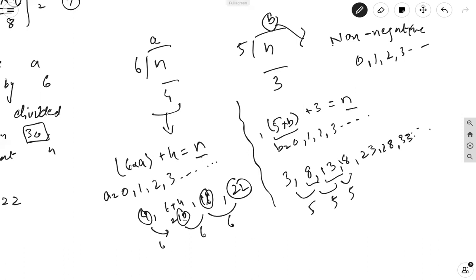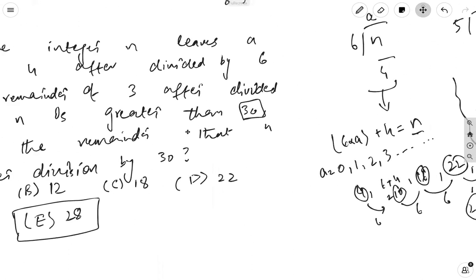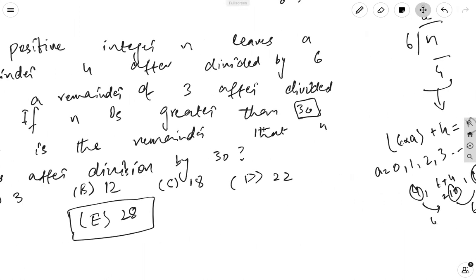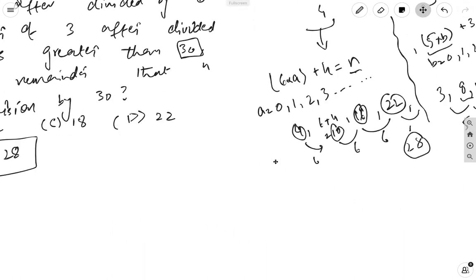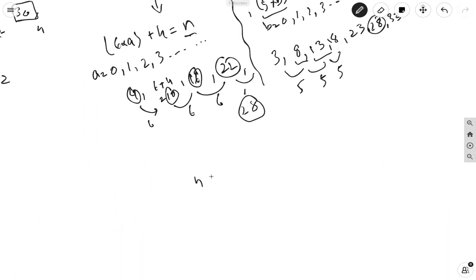Now let's see what is the first common term in both of these. This is 22. So 22 plus 6 is 28. So the first common term in both is 28, right? So if you divide 28 by 6, the remainder is 4. 28 by 5, the remainder is 3. But the question actually asks that n is greater than 30, right? But we just came up with the value which is less than 30, which is 28. So what will be the next value?